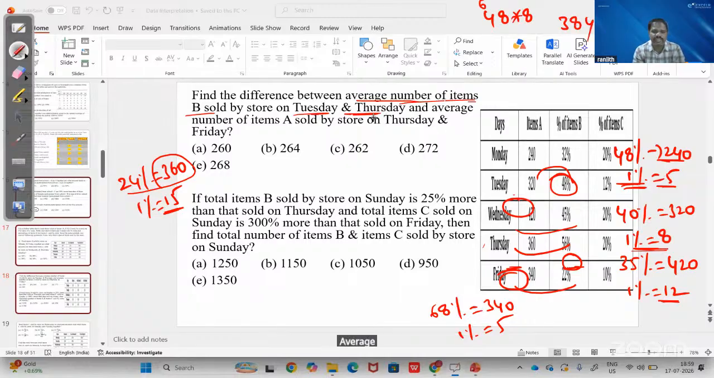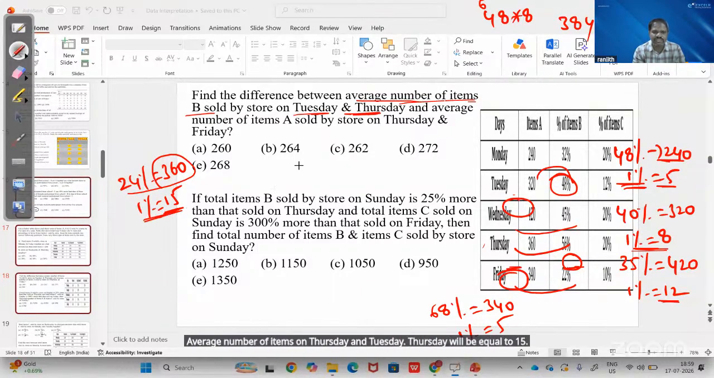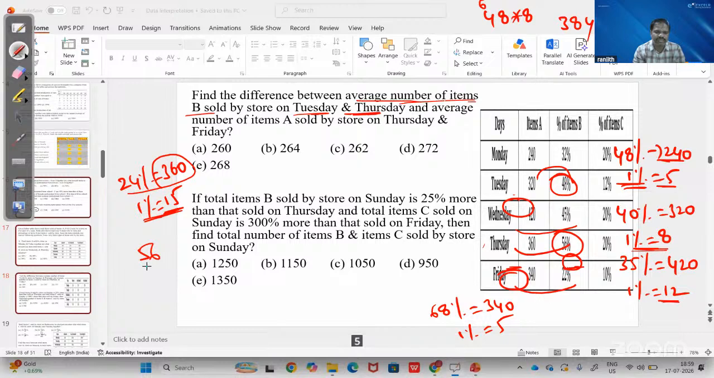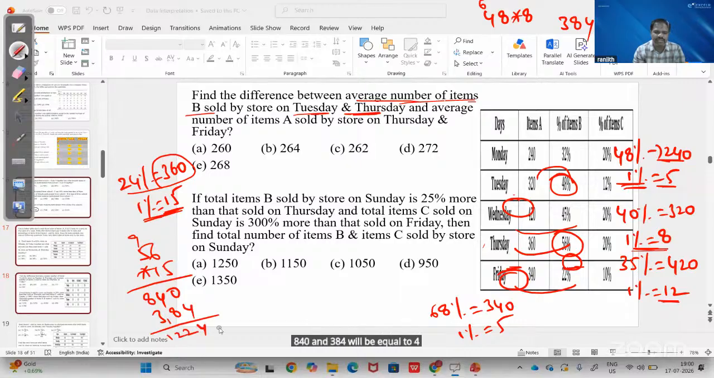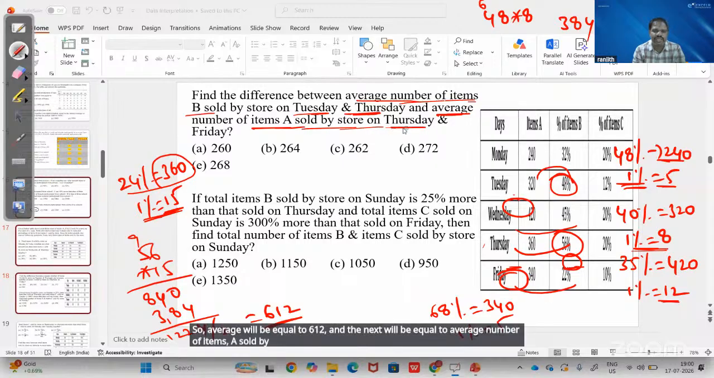Average number of items on Thursday and Tuesday. Thursday, where 1% equals 15, is 56%. 56 into 15: 15 6s are 90, 15 5s are 75, so 840. 840 plus 384 equals 1224, divided by 2 equals 612. So the average is 612. The next is the average number of items A sold by the store on Thursday and Friday.